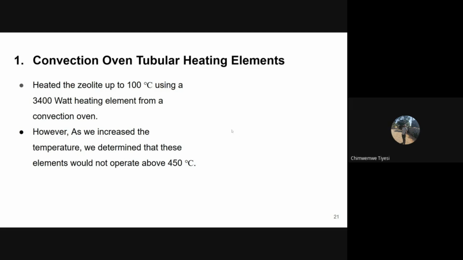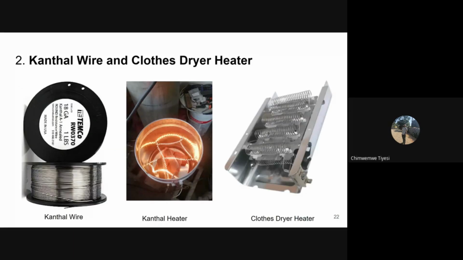To mitigate the issues we faced with the convection oven heater, we switched to using kanthal wires, which we have previously seen used in homemade kilns. Unfortunately, at the temperature we needed, the wires expanded to a point where the coils would touch each other, creating a short circuit.